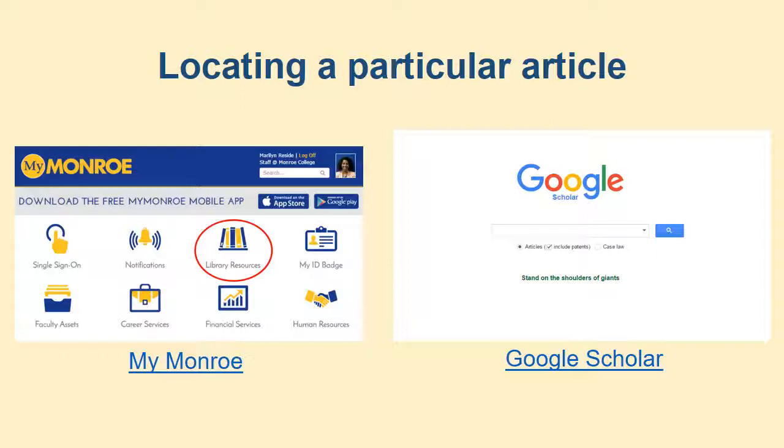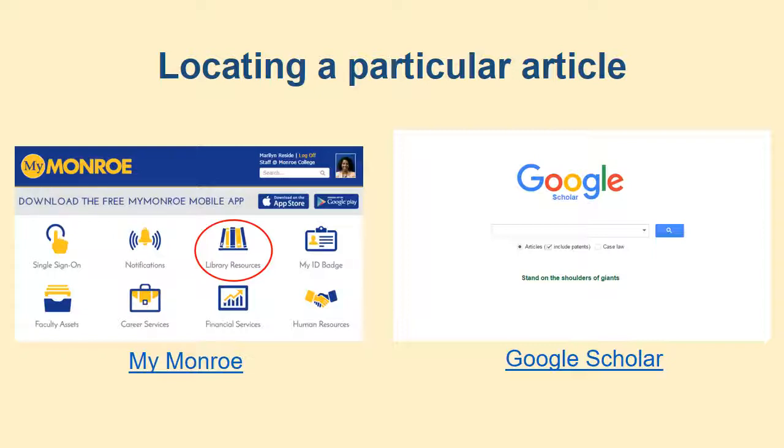Okay, so let's go back and talk about locating a particular article. So let's say I did see a citation or a reference at the end of an article that I wanted to track down. There are many ways to go about tracking down a particular article. We're just going to talk about 2 examples of how to progress with that.